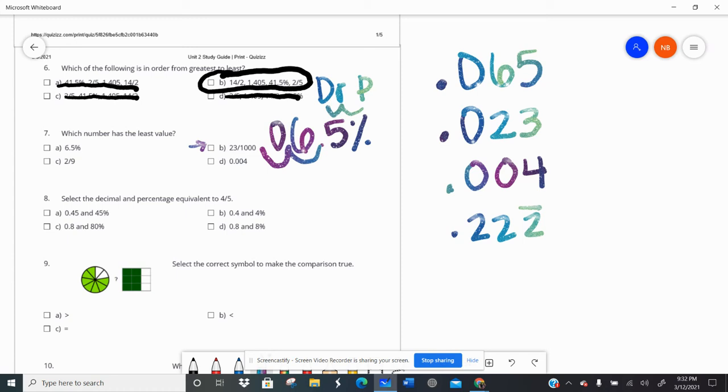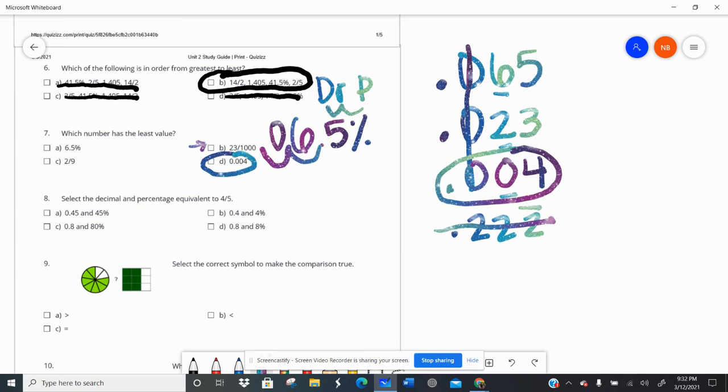All right, we're looking for the smallest number. So we can eliminate 2 ninths because that one doesn't start with that 0 in the tenths place. So these 3 are the same, right? They all start with that 0 in the tenths place. Well, they also have a 0 in the ones place, but I didn't list that. So now we go to the hundredths place. I have a 6, I have a 2, I have a 0. Well, the 0 is going to be my smallest at that point. So 4 thousandths would be smaller than 65 thousandths and then smaller than 23 thousandths. So that is the one with the least value.